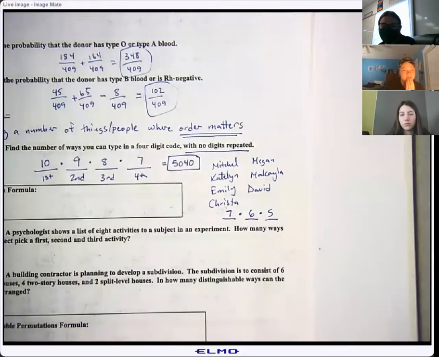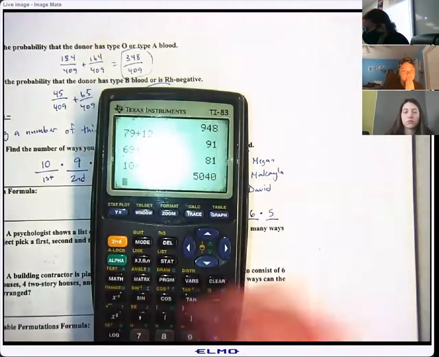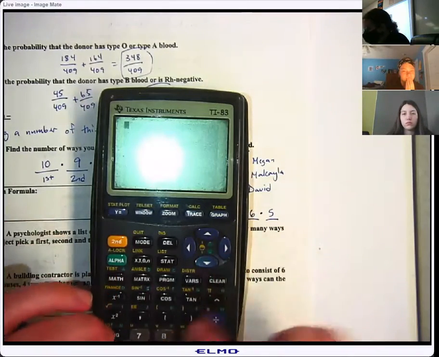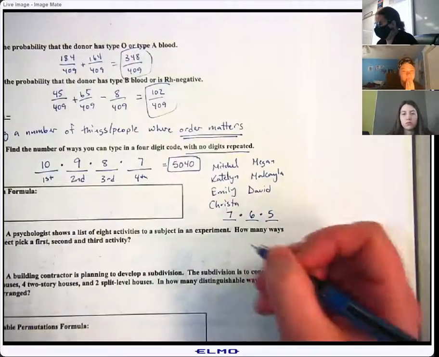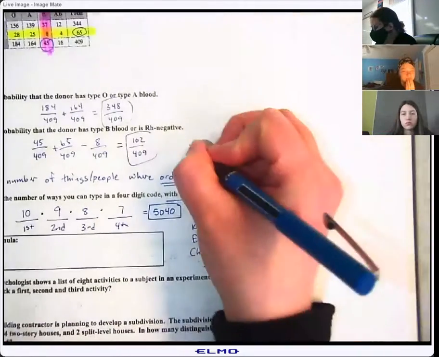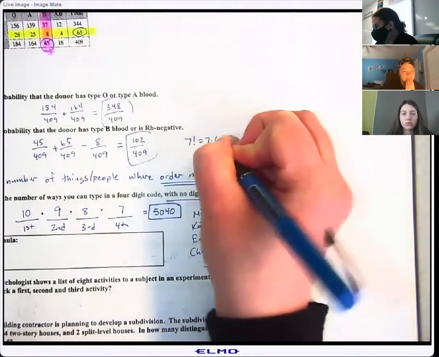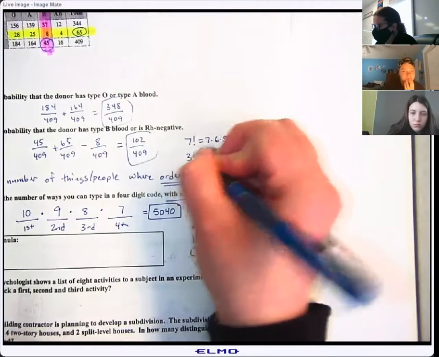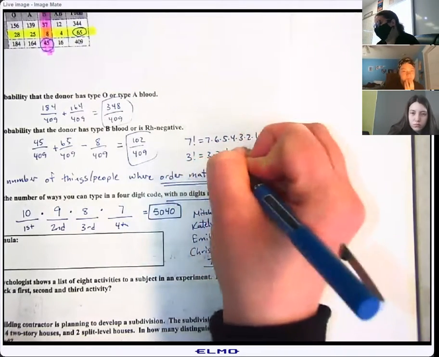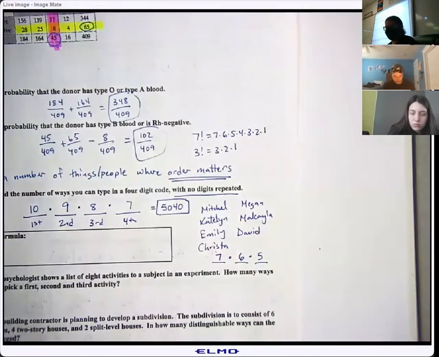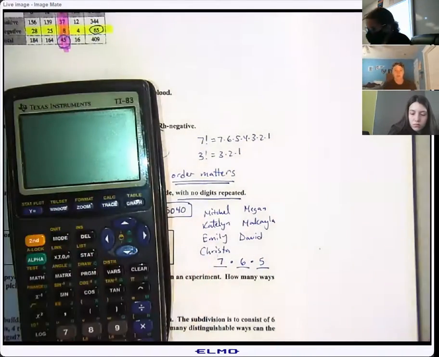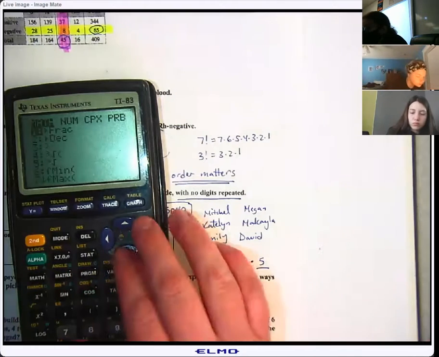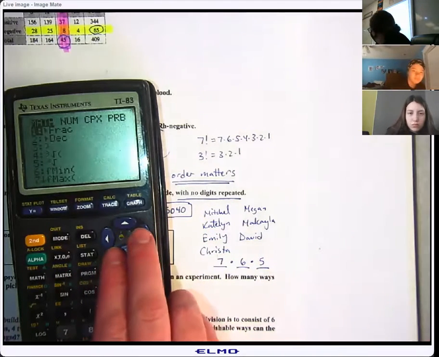Now that is something called a factorial. I don't know if you guys remember this from my math classes. Maybe you do, maybe you don't. So 7 factorial is 7 times 6 times 5 times 4 times 3 times 2 times 1. And 3 factorial is 3 times 2 times 1. You guys understand what a factorial is? That's actually in your calculator. If you hit the math button, you can go over to probability.